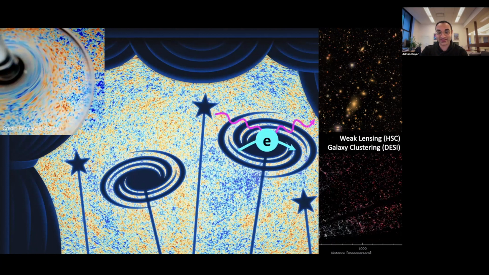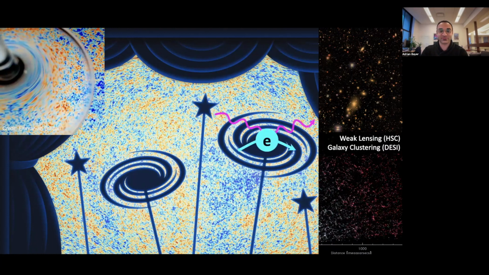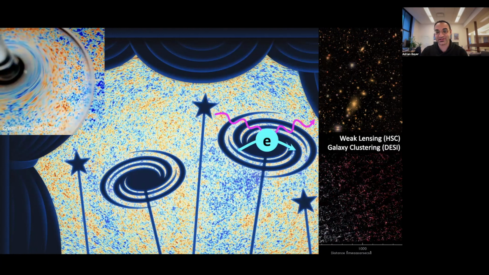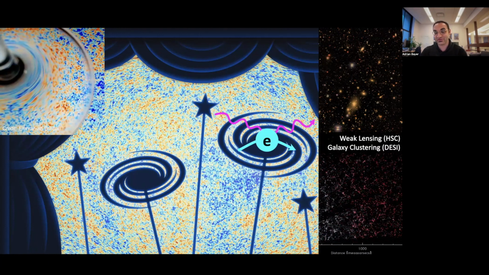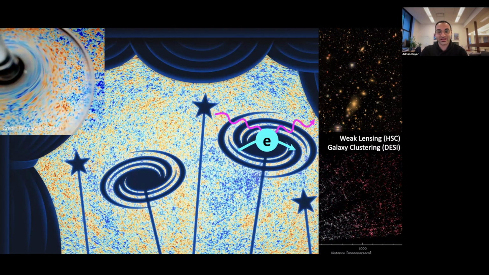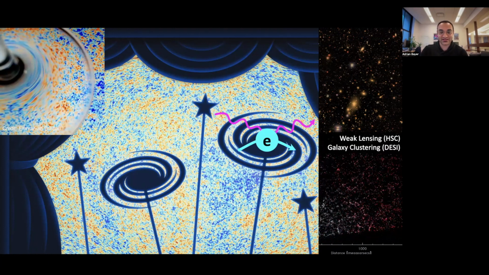There's also the SZ effect. So this is where photons interact with electrons on their way to us from the CMB. And this also leaves an imprint on neutrino mass and other cosmological parameters. But then there's also systematics going on.